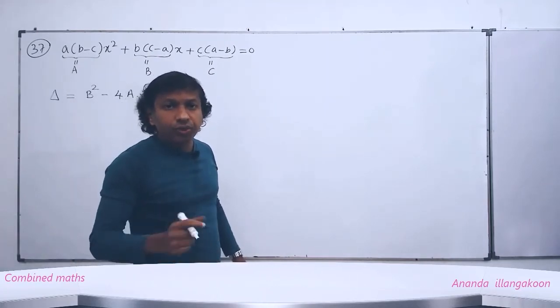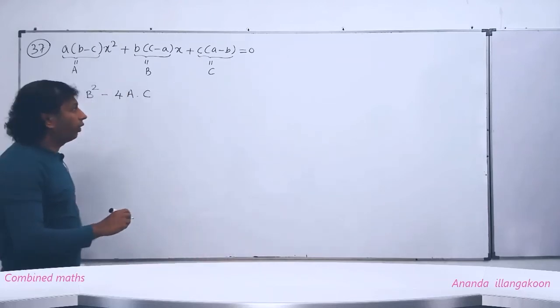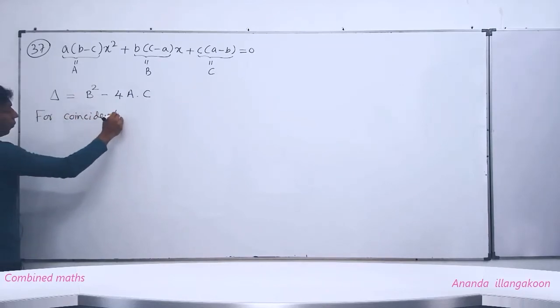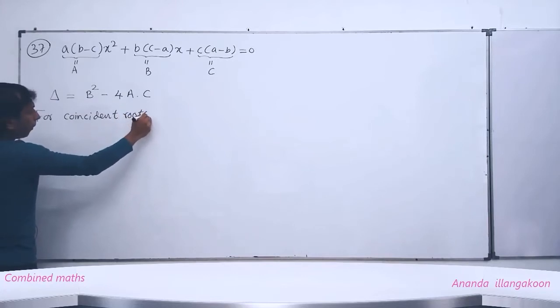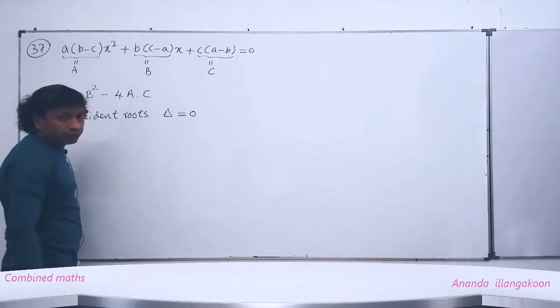This discriminant should be 0 to have coincident roots. Okay? And then you can write, for coincident roots, delta should be equal to 0.